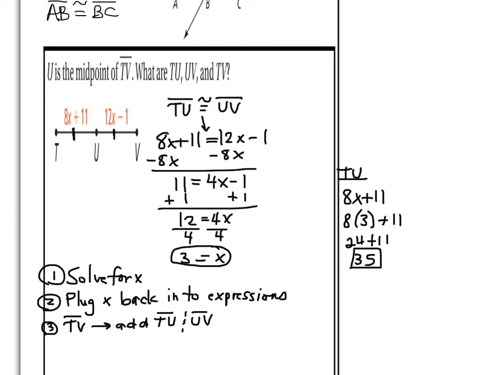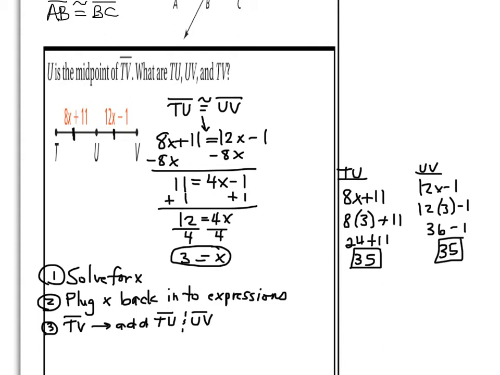Okay? I'm going to check UV, but if you recognize they're the midpoint, we said they're equal to each other, so UV better be 35. If it's not, then I screwed up somewhere. So 12 times x minus 1, 12 times 3 minus 1. 12 times 3 is 36, minus 1 is 35. So it checks out.